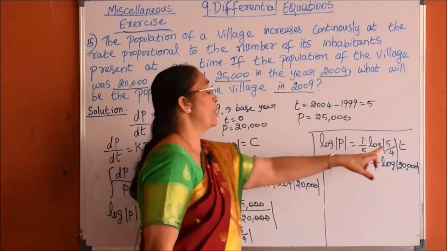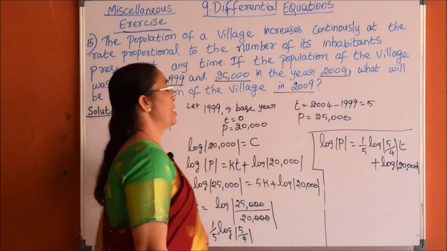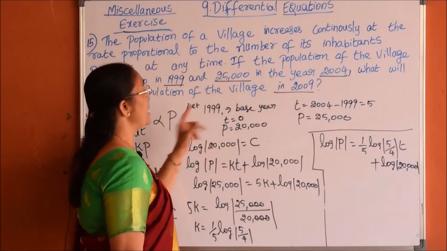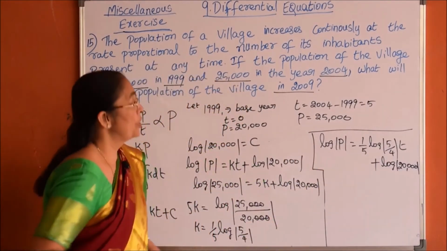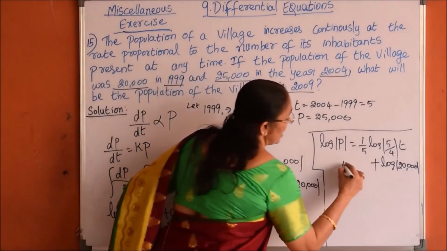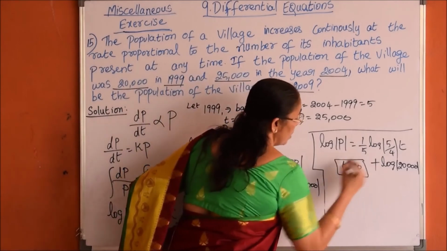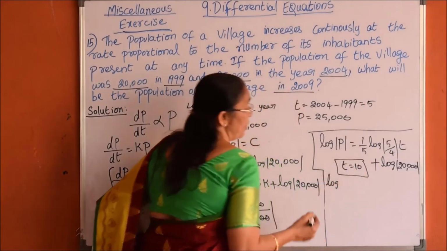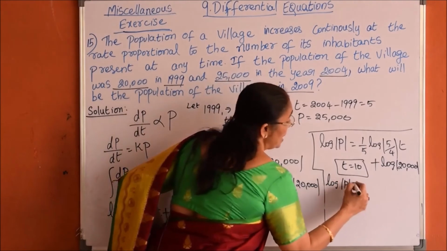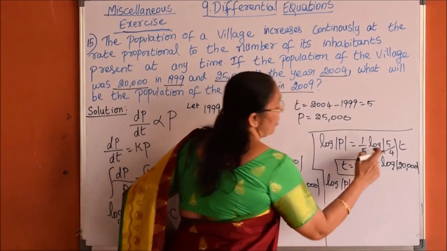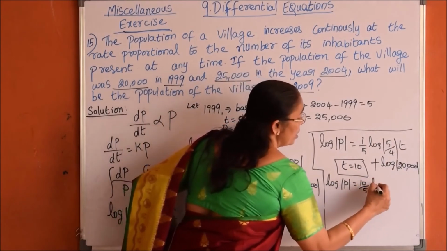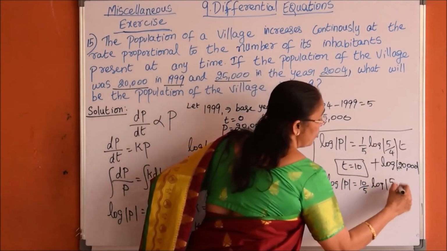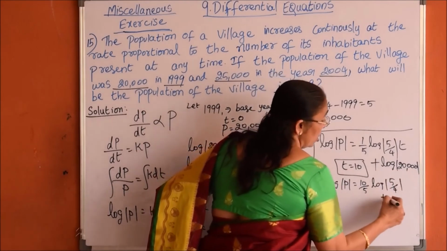Now, we need the population in the year 2009. Our base year is 1999. Therefore, our t value is equal to 10. So, taking t as 10, log population we have to find out, log mod P is equal to 1 by 5 log 5 by 4 into t, that is 10 by 5 log of 5 by 4 plus log 20,000.